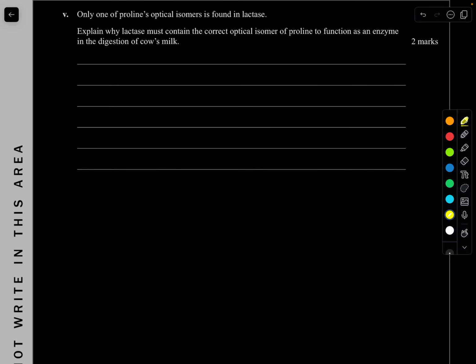Now, it is 2 marks. I've said a lot of stuff, to be honest. The question: explain why lactase must contain the correct optical isomer of proline as an enzyme in digestion in cow's milk. All right, let's just say what we said. So what should you say? Because it's a little bit big, this one.